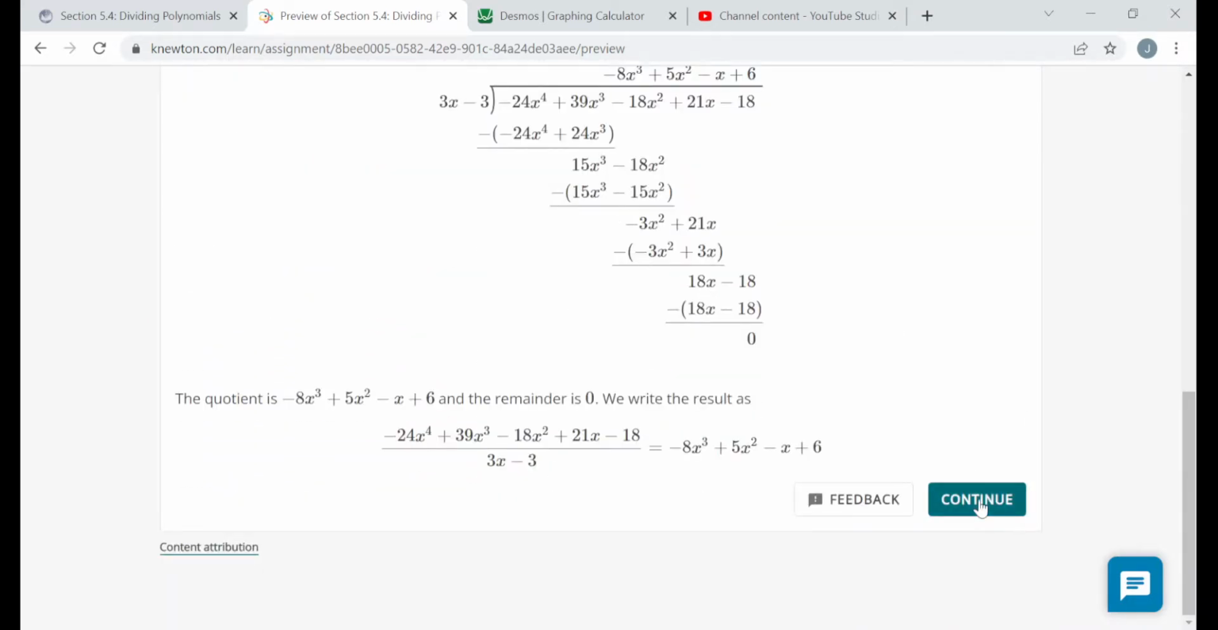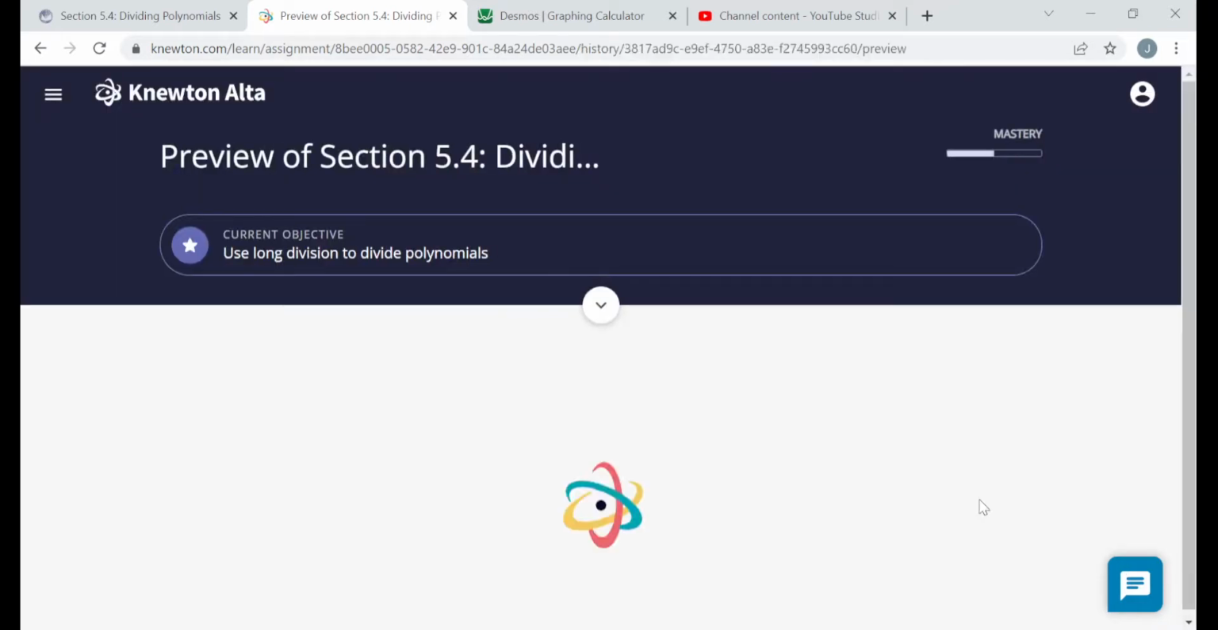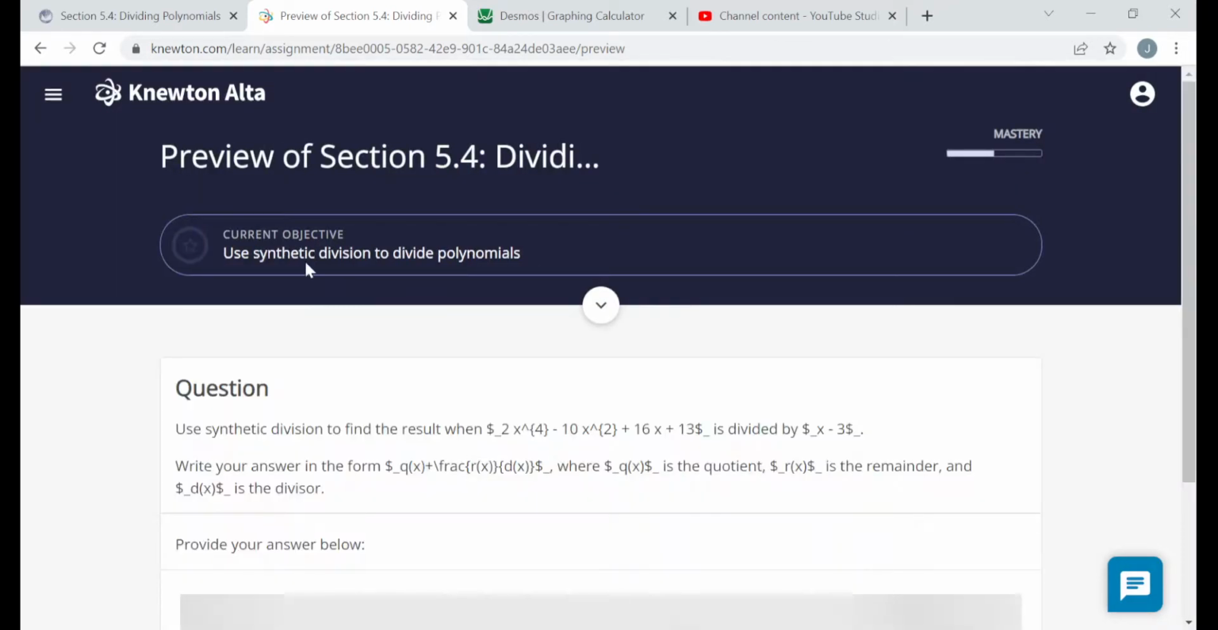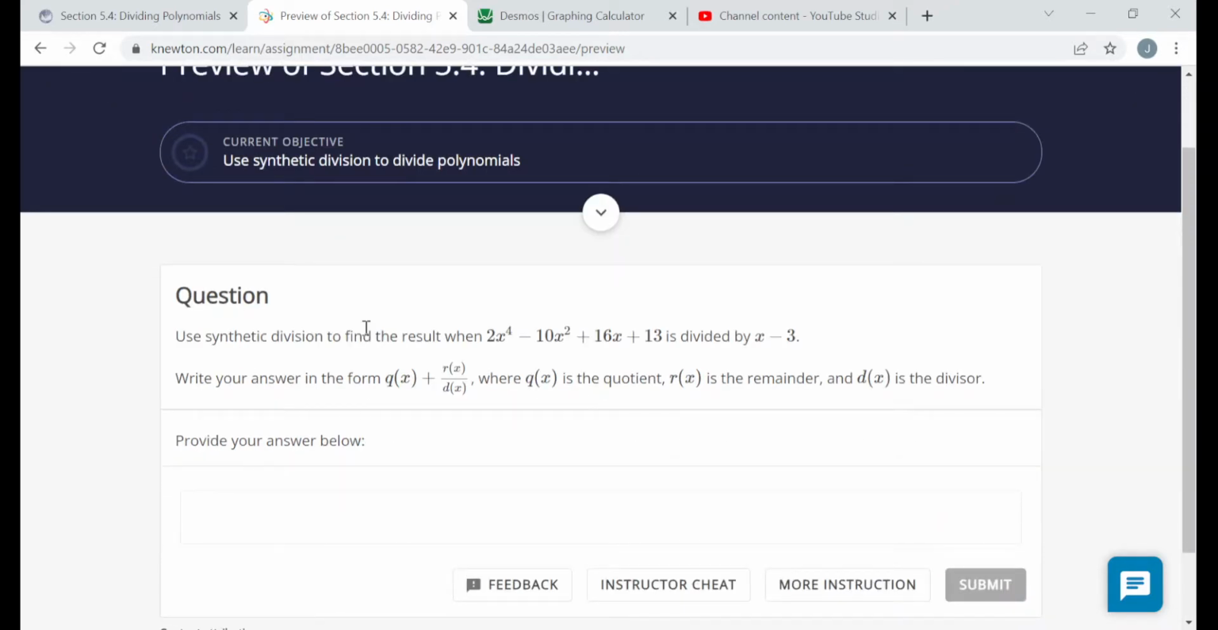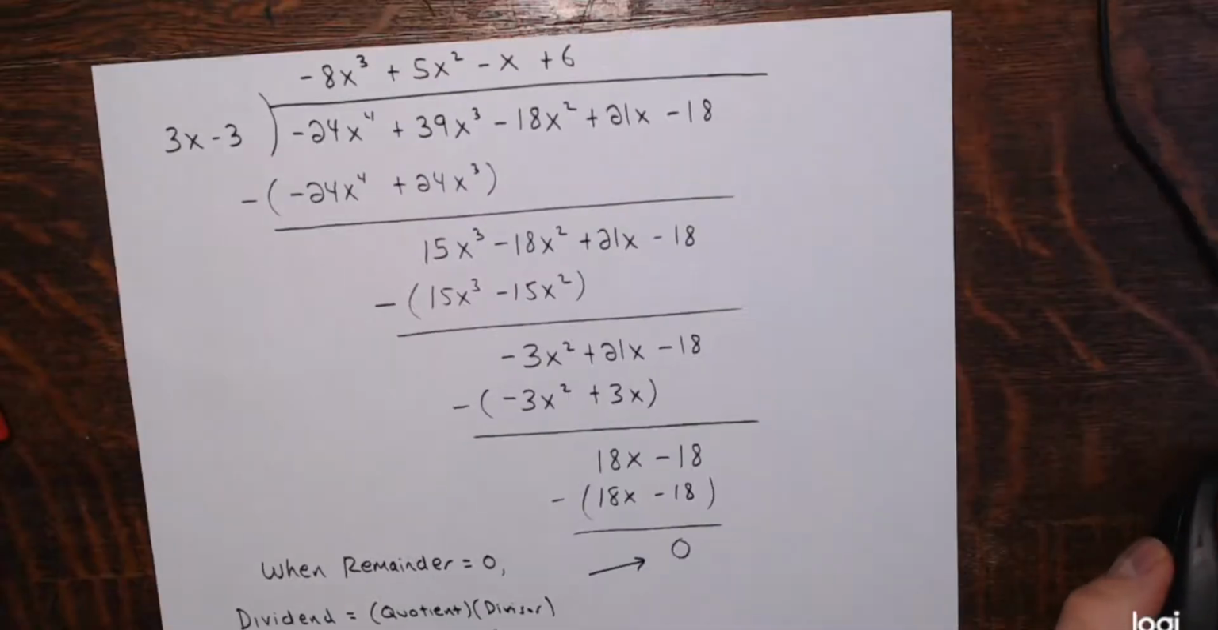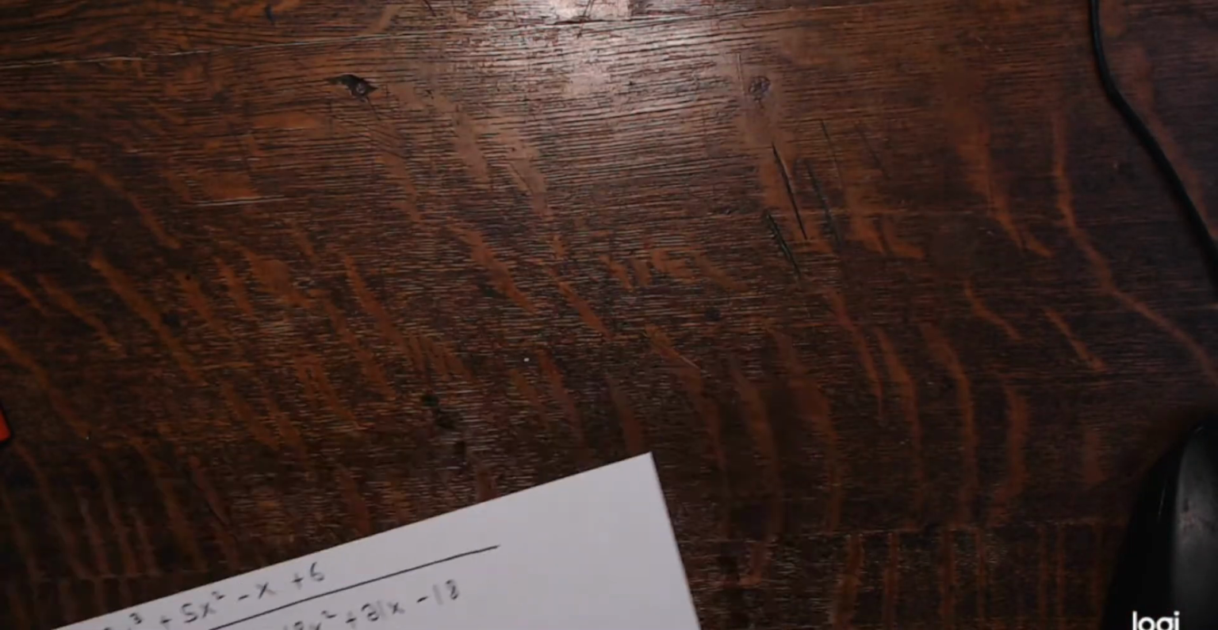Okay. Now the other objective is on something called synthetic division. Now, synthetic division is very specific. You can only use it in a certain scenario. So I'll talk about synthetic division and when you can use it here.